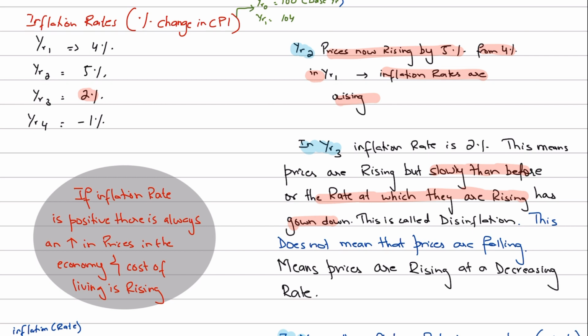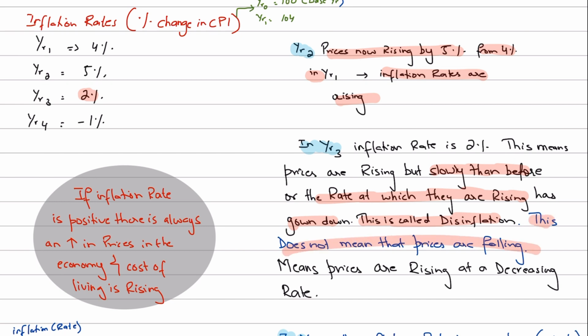So things are still getting expensive, but the rate at which they are getting expensive is going down. But that doesn't mean that they're getting cheaper. Things are not getting cheaper. The rate at which they're getting expensive is going down. Okay, so this is basically called disinflation. And this does not mean that prices are falling at all.